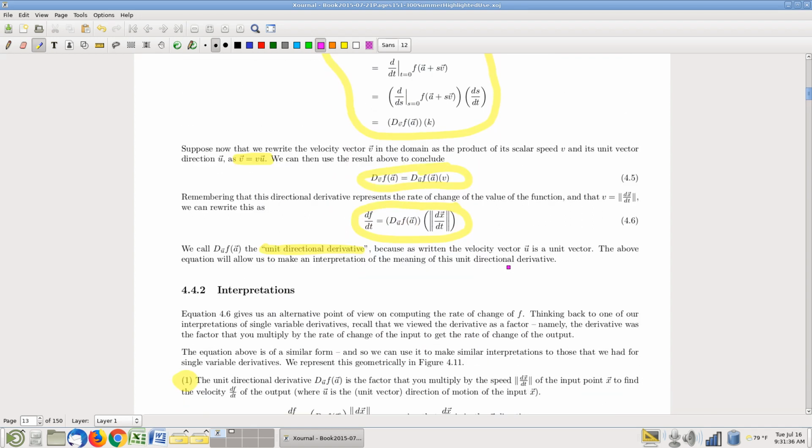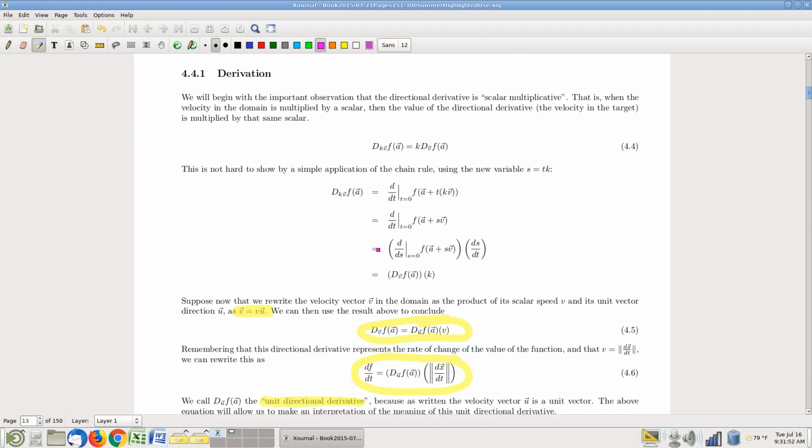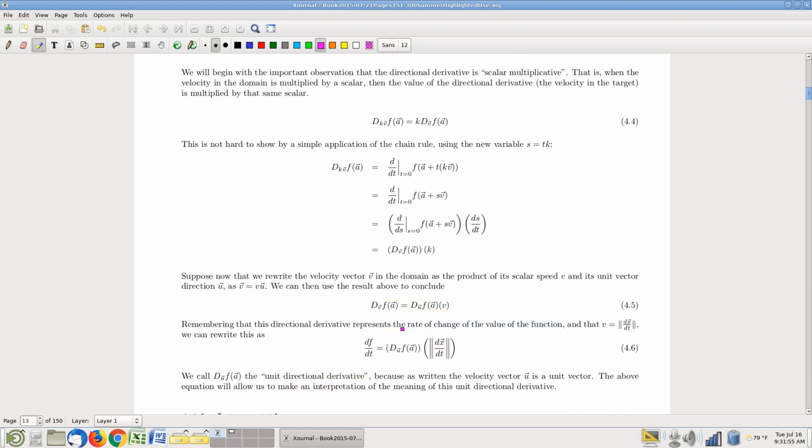Unit directional derivatives are based on this idea that directional derivatives are scalar multiplicative. You can factor out a scalar at your leisure. And then you make the clever observation, well, let's just factor out the magnitude. And then we get this neat property that this thing that I want to call a unit directional derivative is the thing that you multiply by speed in the domain to get velocity in the target. Now, so that recovers, again, one of our points of view on derivatives, which was that derivative is something you do to an input change to get an output change. This kind of recovers that sort of structure.